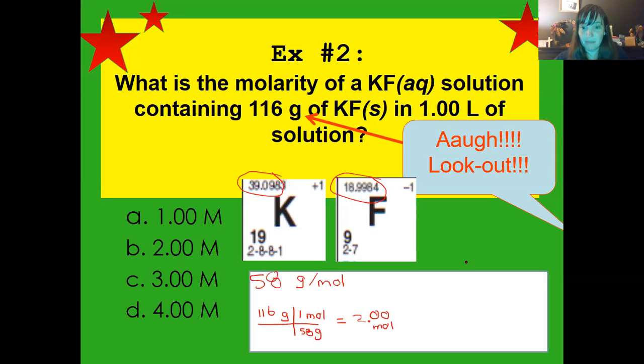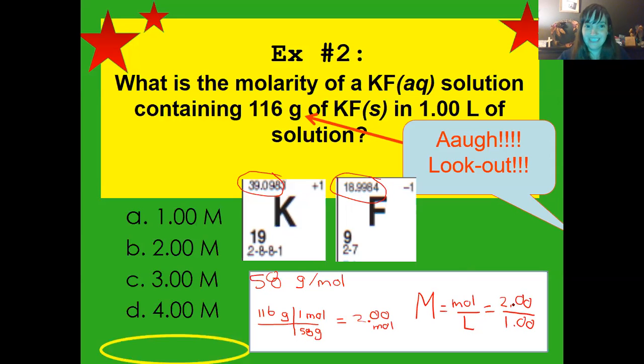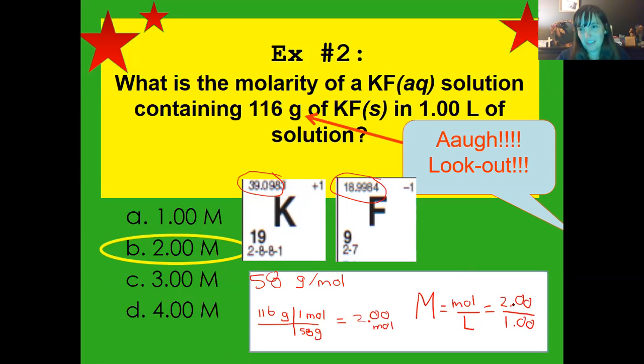Okay, now we're almost done, but remember our molarity equation. Molarity equals moles per liter. So that's 2 moles over how many liters? Oh, 1. How convenient. 2 over 1 equals 2. Awesome. So not actually that scary, right?